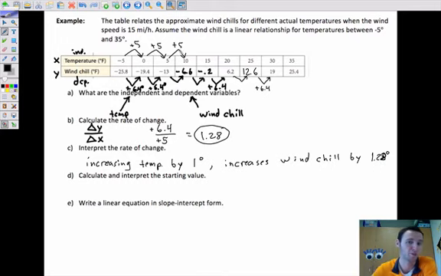So every time our temperature increases by 1 degree, the wind chill increases by 1.28 degrees. You could go the same way backwards and say each time that the temperature decreases by 1 degree, the wind chill decreases by 1.28 degrees. Okay, so it could kind of go both ways with that.